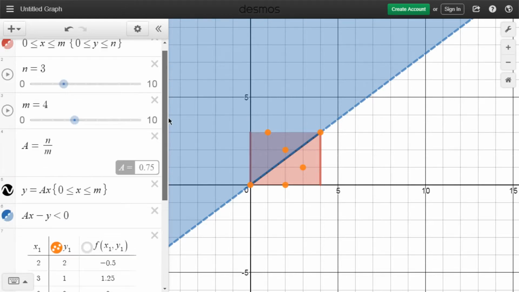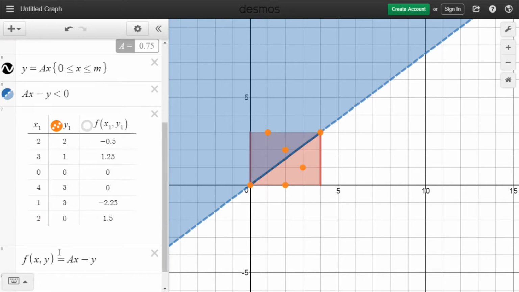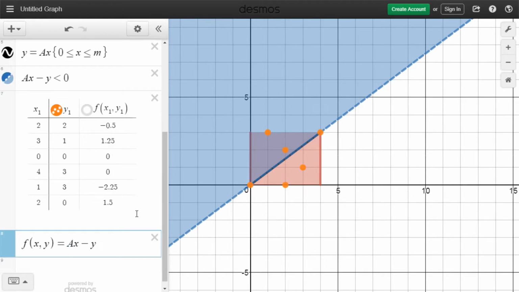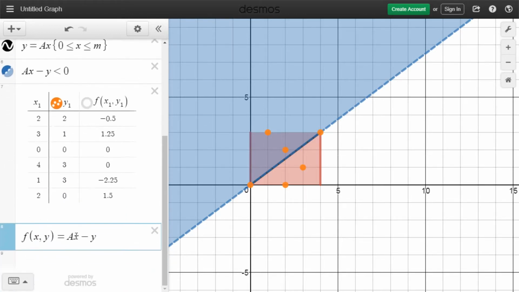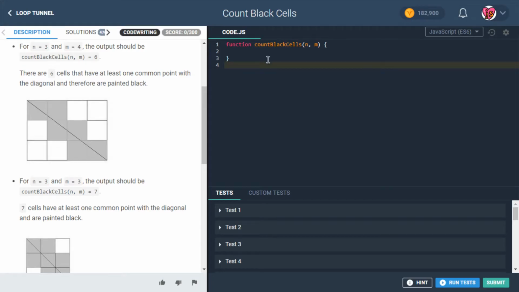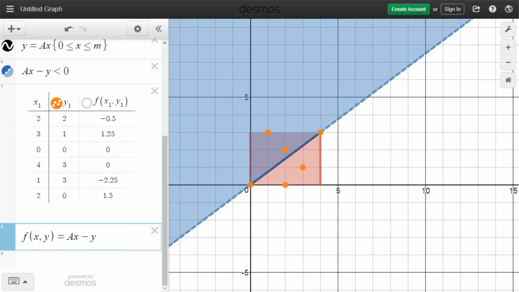We're going to have this A value that's going to be n divided by m. We're going to have this f at x, y formula, that's going to be Ax minus y. So in other words, n divided by m times x minus y. So let's start with that. We'll just say function f, and it's going to take x and y, and it's just going to return m divided by n. Was it m divided by n or n divided by m?